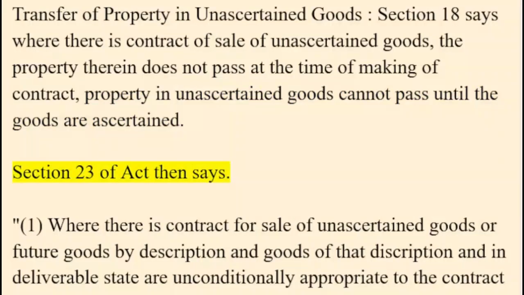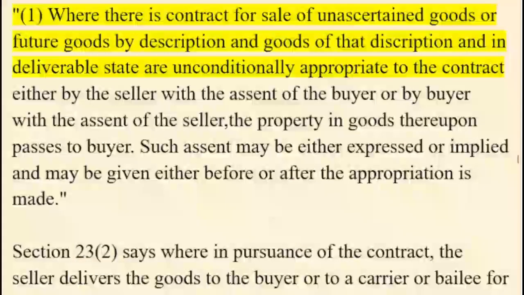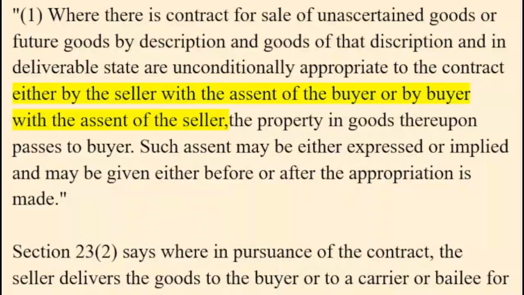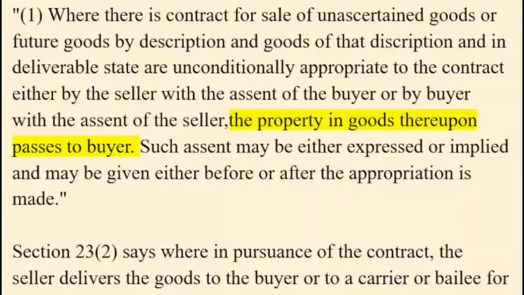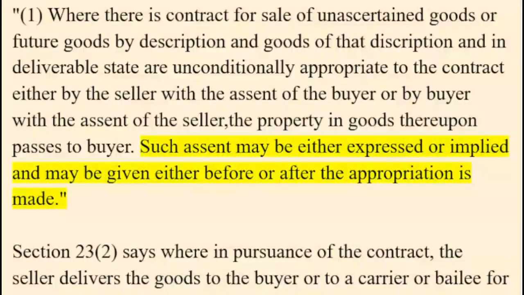Section 23 of the Act then says, 1. Where there is a contract for sale of unascertained goods or future goods by description and goods of that description and in deliverable state are unconditionally appropriated to the contract, either by the seller with the assent of the buyer or by the buyer with the assent of the seller, the property in goods thereupon passes to the buyer. Such assent may be either expressed or implied and may be given either before or after the appropriation is made.